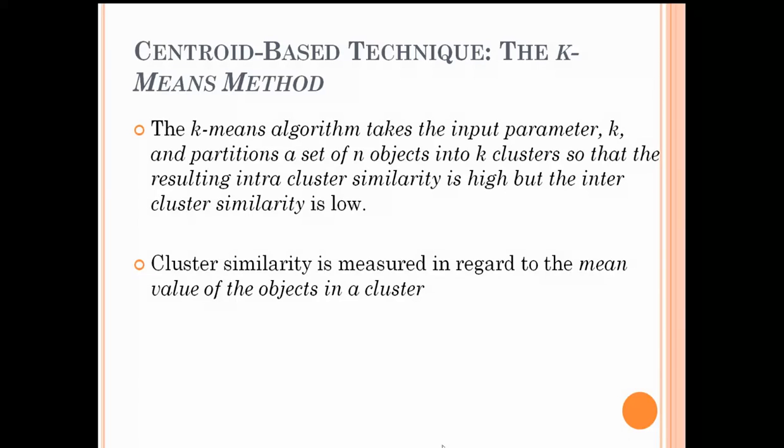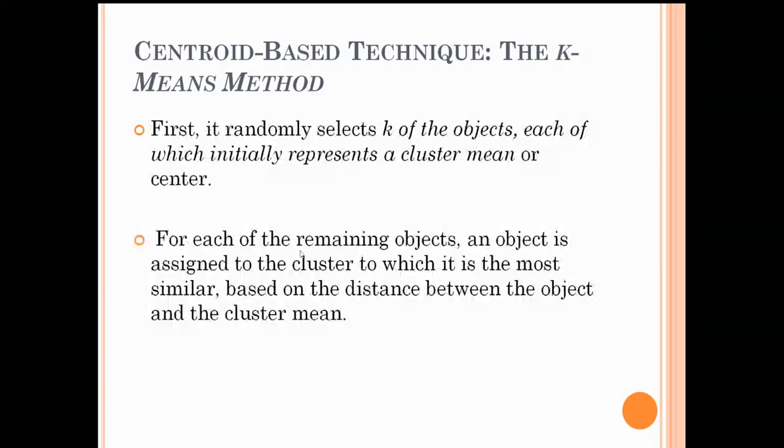Cluster similarity is measured in regard to the mean value of the objects in the cluster. That means similarity can be measured with the help of the mean value of the cluster. Moving further, it says that first it randomly selects k of the objects, each of which initially represents a cluster mean or center. So first we will randomly select k objects, which will be our mean values. For each of the remaining objects, an object is assigned to the cluster to which it is the most similar, based on the distance between the object and the cluster mean.